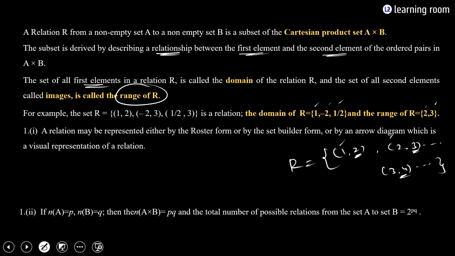And lastly, if the number of elements in set A is P and the number of elements in set B is Q, then the number of elements in the Cartesian product set A cross B is going to be P multiplied by Q. And how many relations are possible from set A to set B? They are going to be 2 power PQ. Okay, these many relations are possible. Okay, this is all about relations. I didn't speak about functions at all. Right.